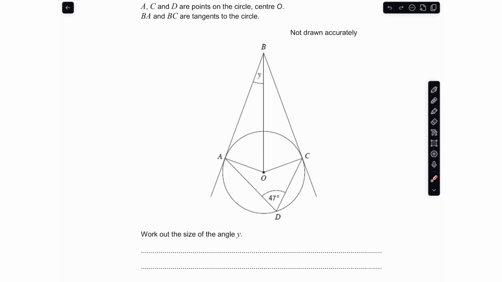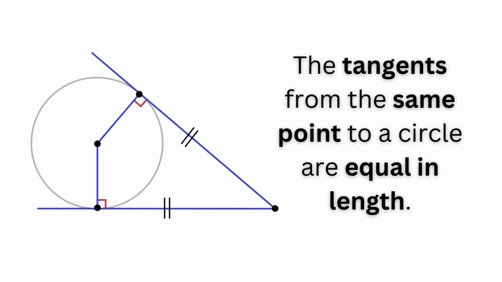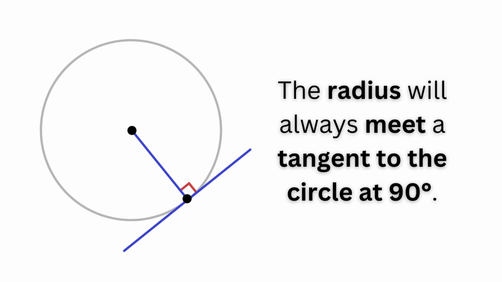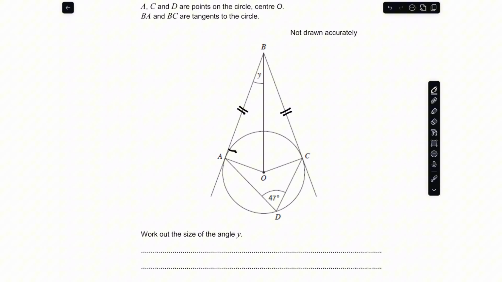So the keyword tangents in this question reminds us of two circle theorems. One of them being that the tangents from the same point to a circle are equal in length. That means BA and BC are both equal in length because they are tangents to the circle from the same point B. So I'm going to go ahead and label them as being the same, right? They're equal. Another circle theorem rule states that the radius will always meet a tangent to the circle at 90 degrees. That means that this angle here is going to be 90, and this angle here is also 90 degrees.